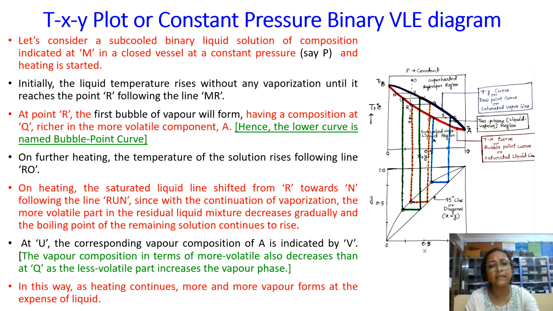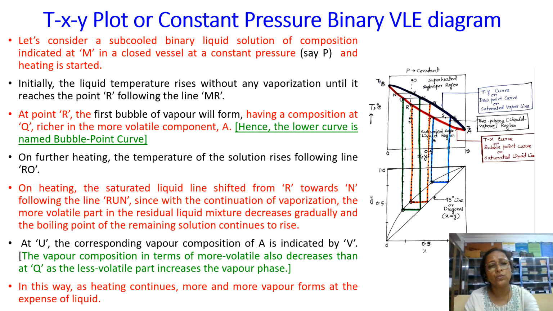Now on further heating, the temperature of the solution rises following the line RO. On heating, the saturated liquid state shifts from R towards N, following the line RUN, since with the continuation of vaporization, the more volatile part in the residual liquid mixture decreases gradually and the boiling point of the remaining solution continues to rise.